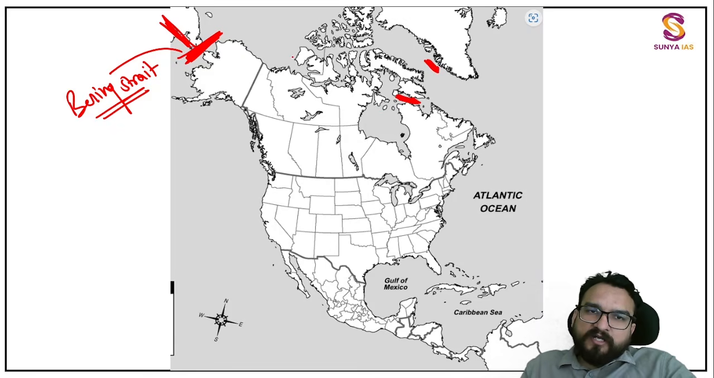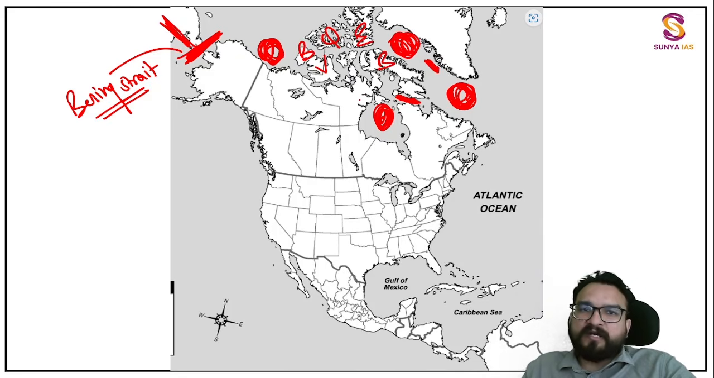Now over here, I have told you, this is what sea? Beaufort. This is what sea? Labrador. This is what bay? Baffin Bay. This is what bay? Hudson Bay. Now the islands: Banks Island, Victoria Island, Queen Elizabeth Islands, Ellesmere Island and Baffin Island over here. Very simple to understand, guys.